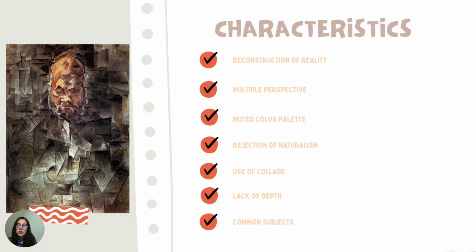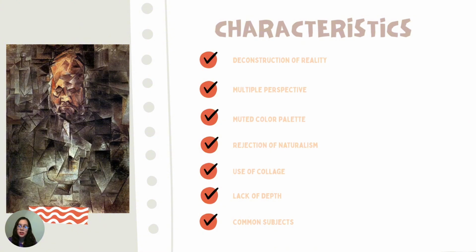Then we have the muted color palette, and in Analytic Cubism, it's common to see browns, grays, and ochres, but in Synthetic Cubism, we have brighter and more decorative colors. Then we have the rejection of naturalism, and it means that Cubism doesn't want to imitate reality but wants to interpret it.